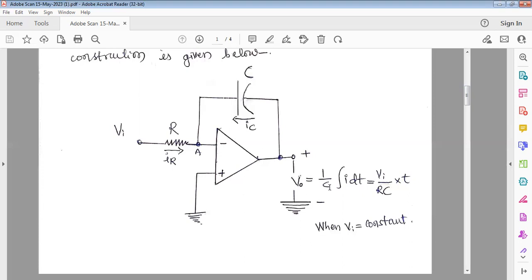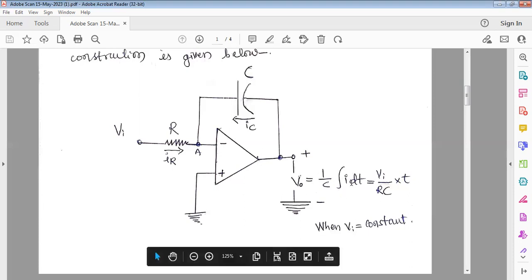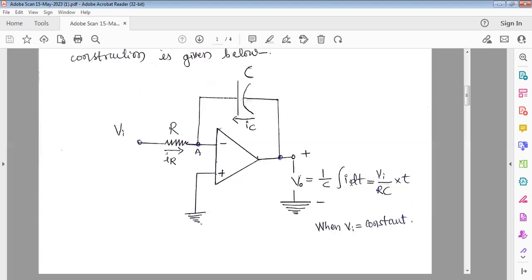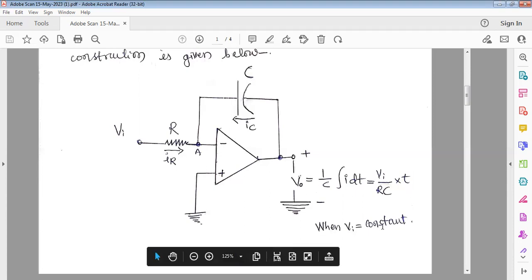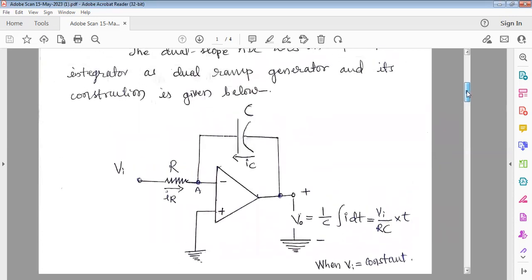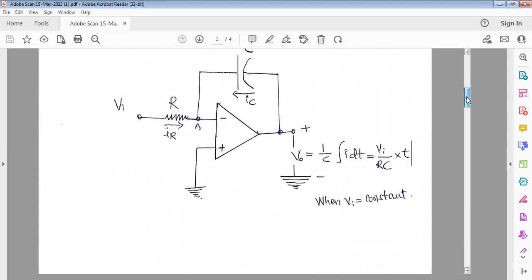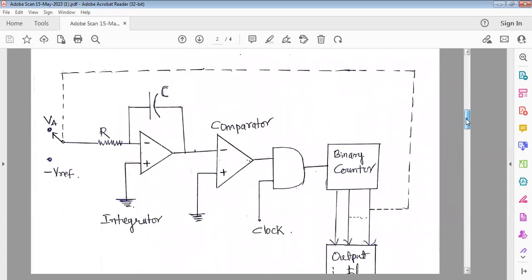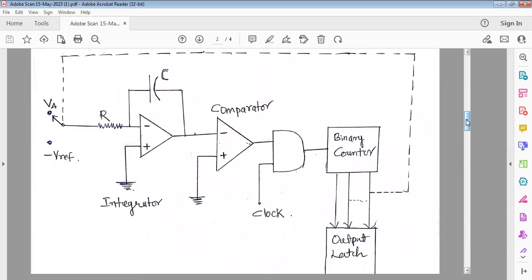The output of this integrator is given by 1 by C times the integral of i dt. That means this circuit counts the number of charges which are varying with respect to time, so it measures the current. This can be written as Vi divided by RC into t, where Vi is a constant. So this is the output of this integrator circuit, and this integrator circuit is used as a ramp generator in this dual slope ADC.